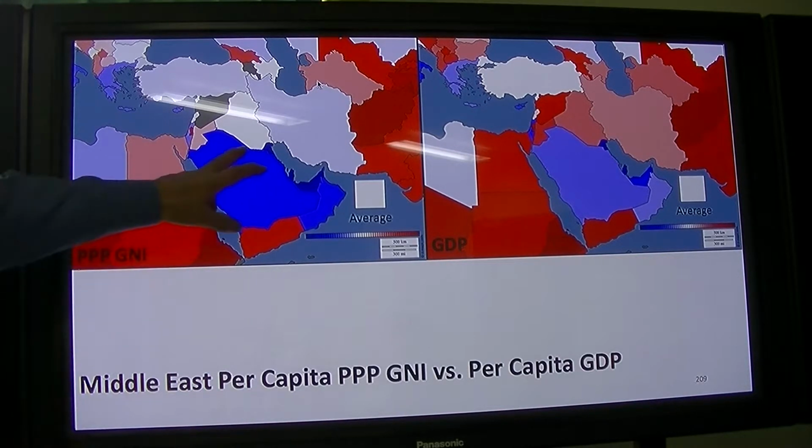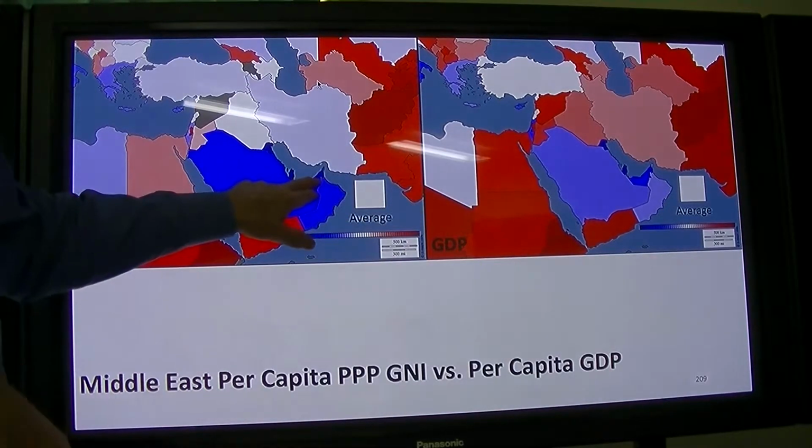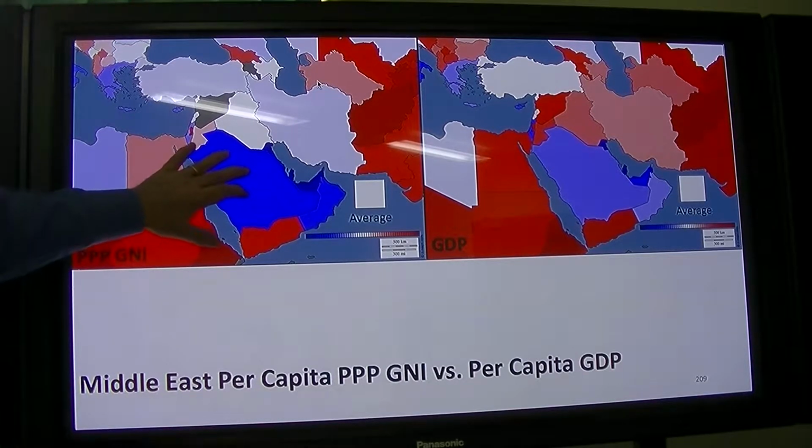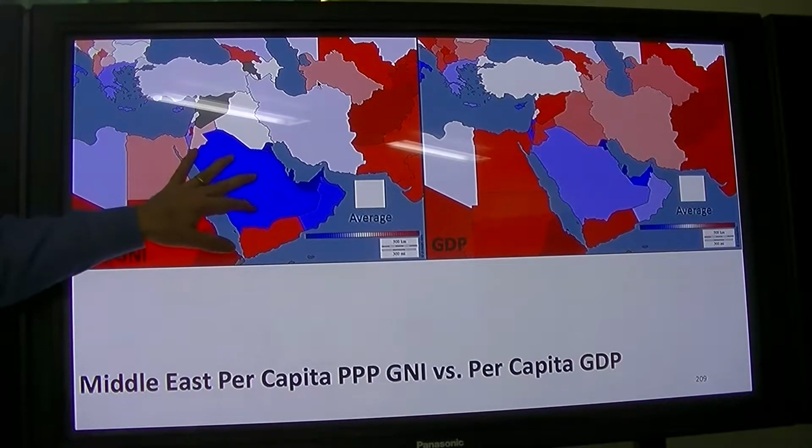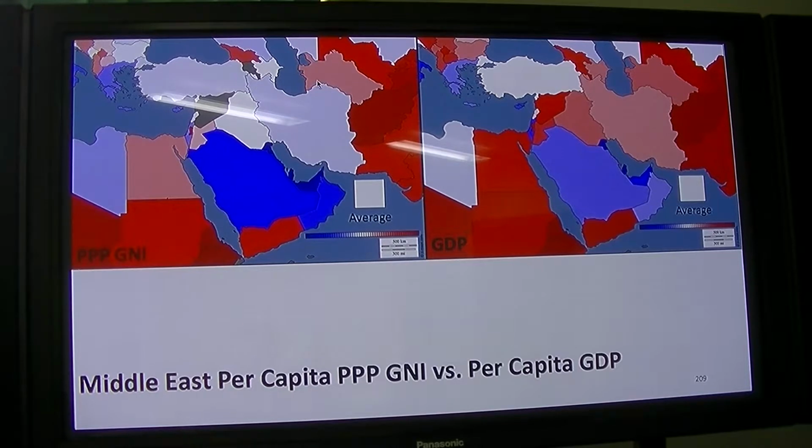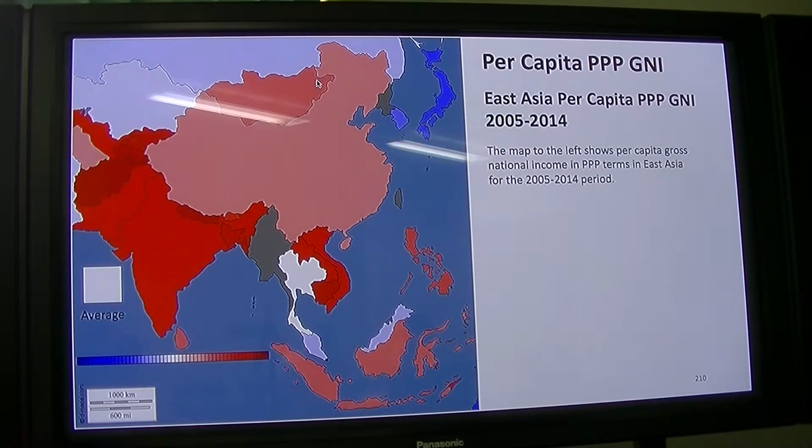But what's interesting here is that some of these countries are better off, even though they're traded, they're very wealthy. They're very wealthy countries. So that's an interesting comparison.